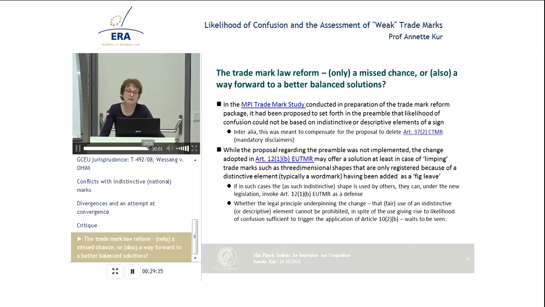raise some awareness. The other question would be whether the legal principle which underpins this change, namely that fair use of indistinctive or descriptive elements should not be prohibited, is something which will also be taken into account in the future case law of the General Court and the Court of Justice.